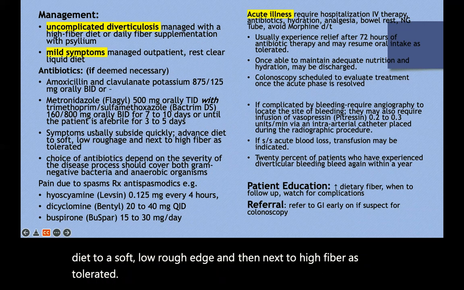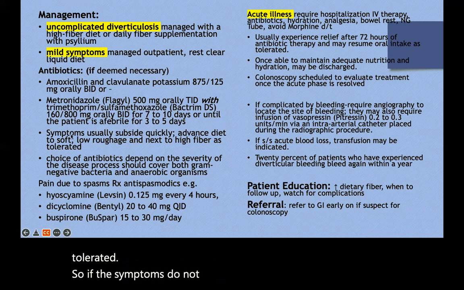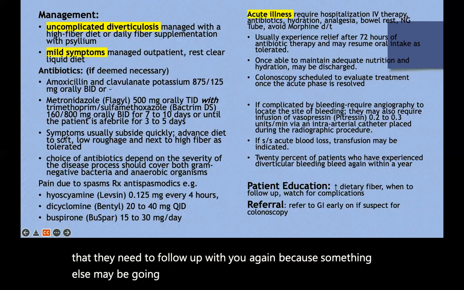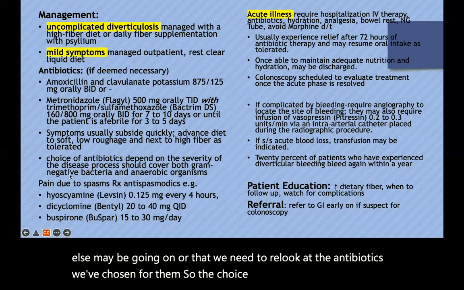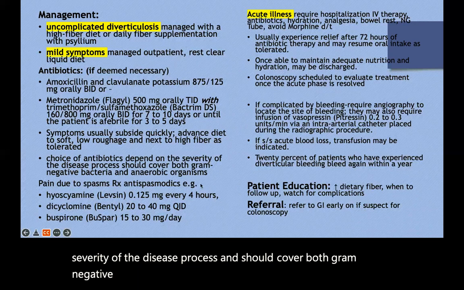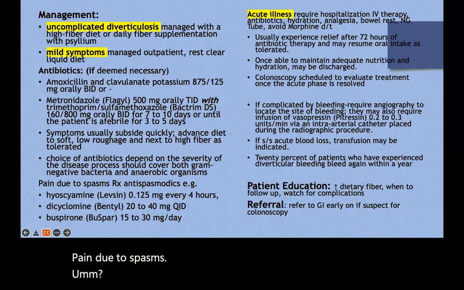So if the symptoms do not subside quickly, you need to alert the patient that they need to follow up with you again because something else may be going on, or that we need to relook at the antibiotics we've chosen for them. The choice of antibiotics depends on the severity of the disease process and should cover both gram-negative bacteria and anaerobic organisms. For pain due to spasms, treatment antispasmodics include Levsin, Bentyl, and Buspar.